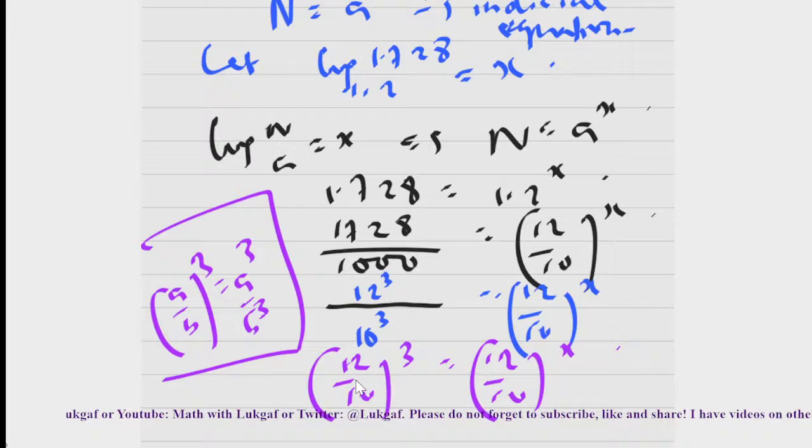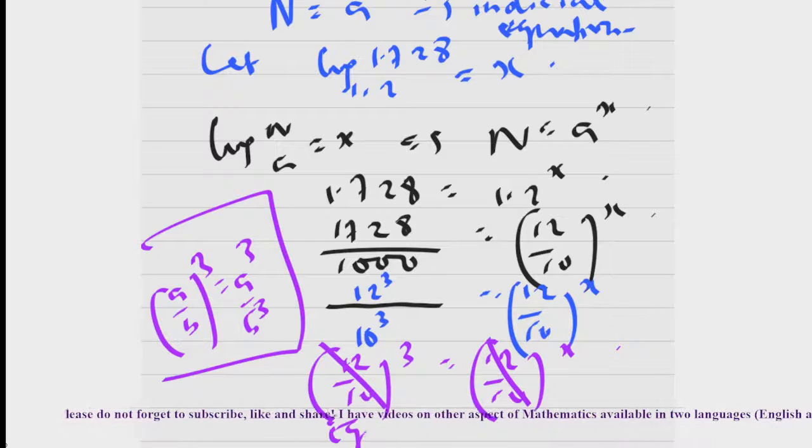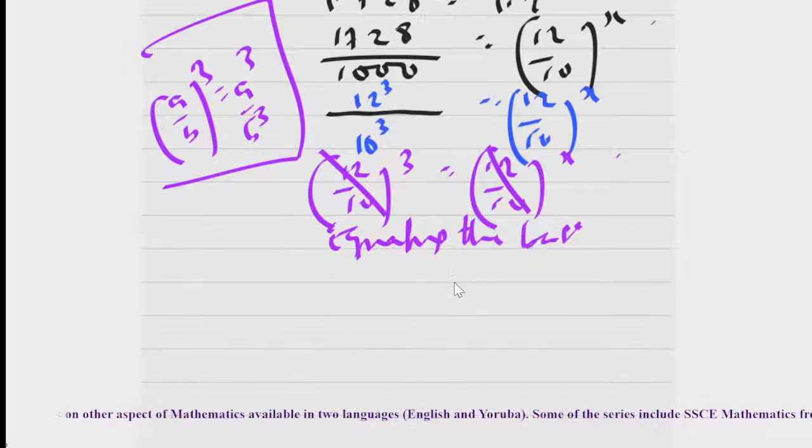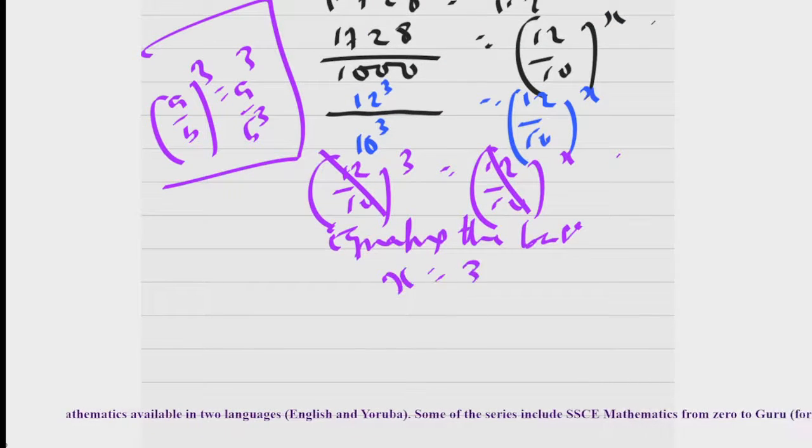What do you have now? You will see that we're having the same base. Then you can just equate the powers. By equating the powers, I have that my x is equal to 3. Here you go. And that's that.